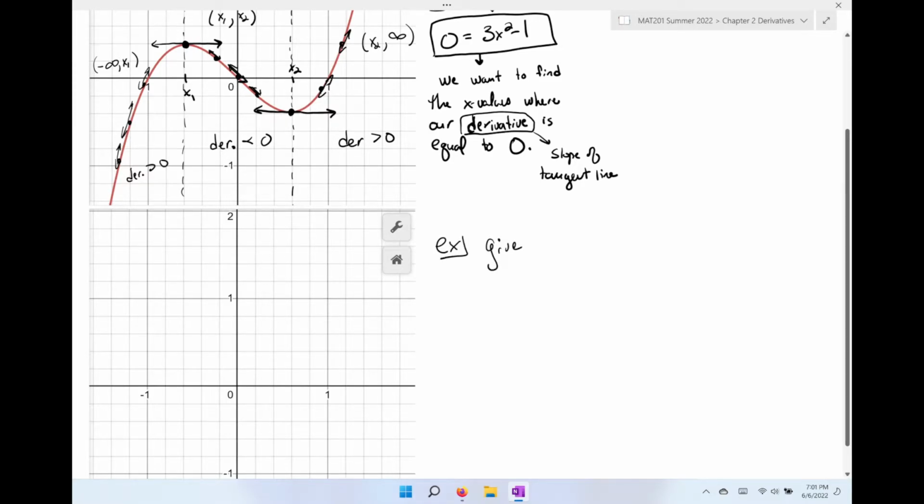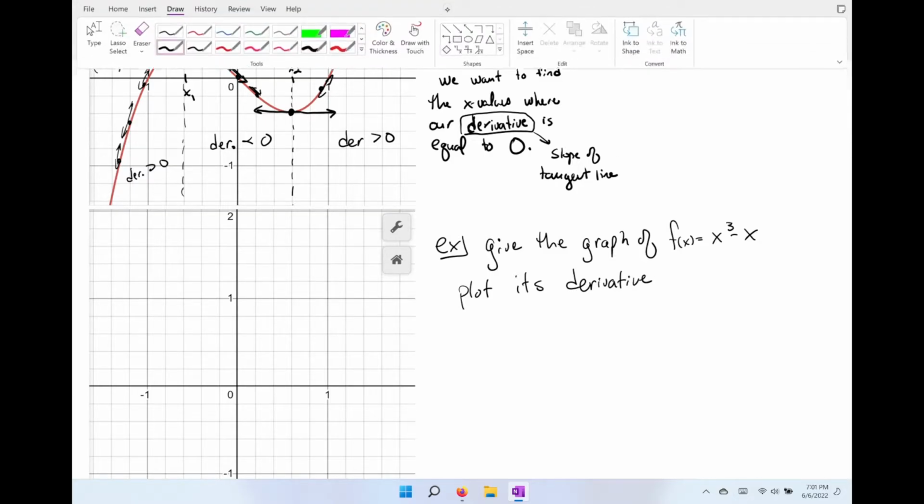Given the graph of f of x equals x to the third minus x, plot its derivative. All right. So here's what we know here.